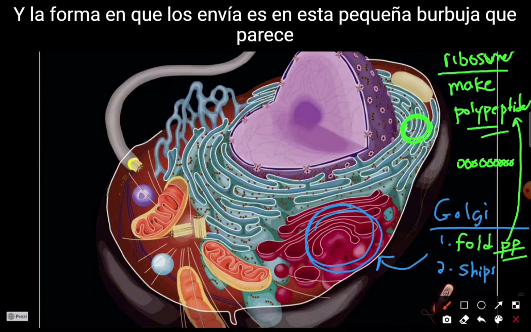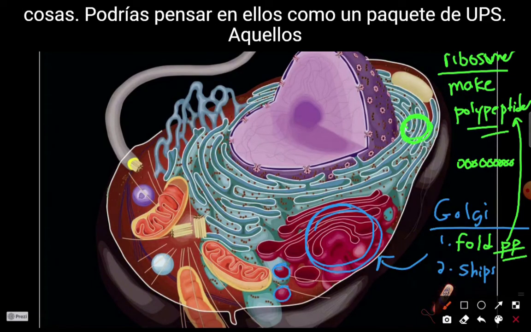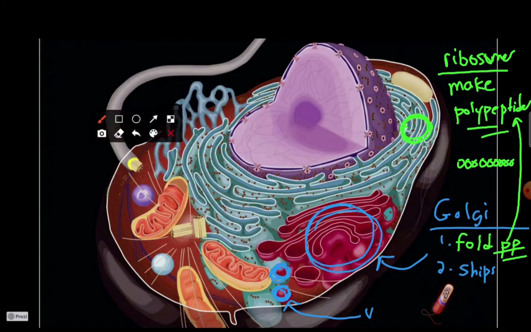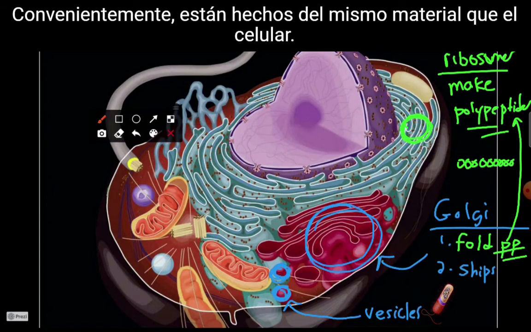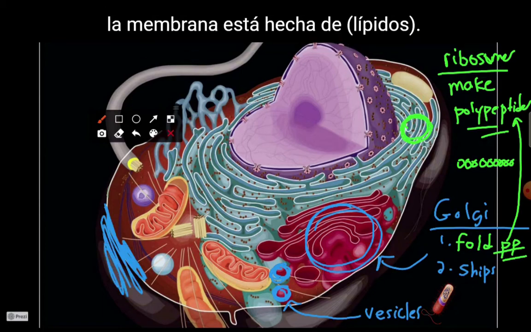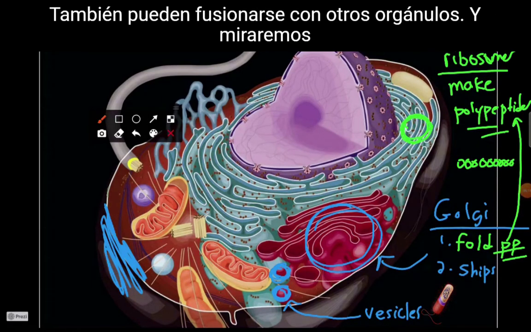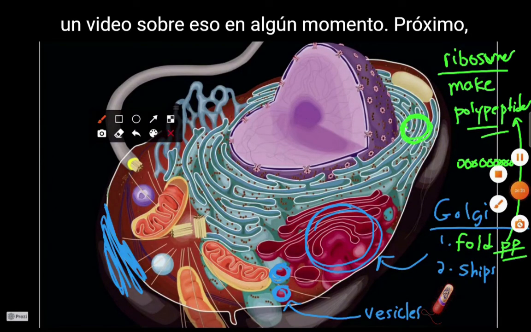And the way it ships them is in these little bubble-looking things. You could think of them like a UPS package. Those little bubble things are called vesicles. Conveniently, they are made of the same stuff that the cell membrane is made of, lipids. That way they can fuse with the cell membrane. They can also fuse with other organelles. And we'll watch a video about that at some point.